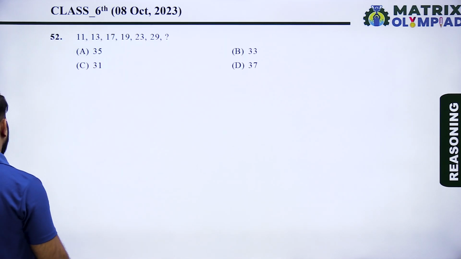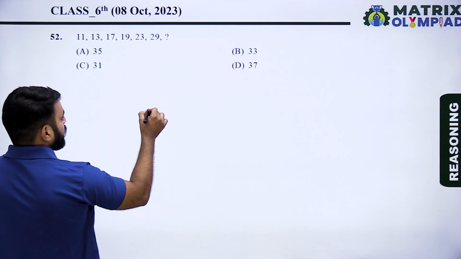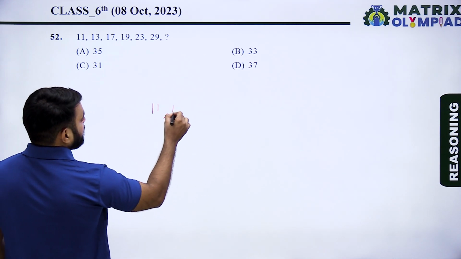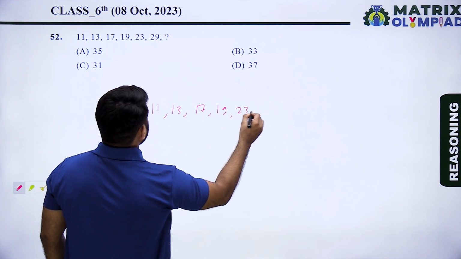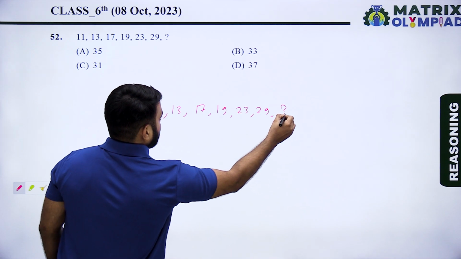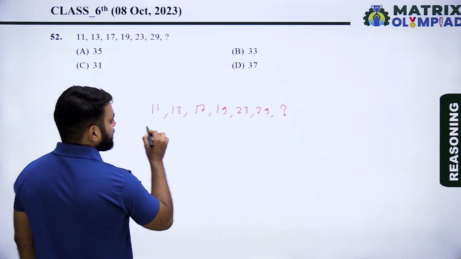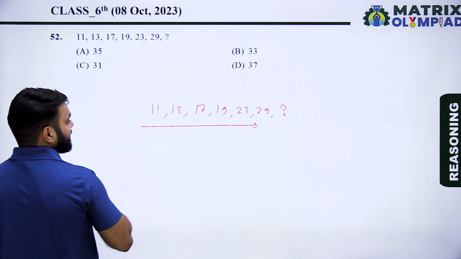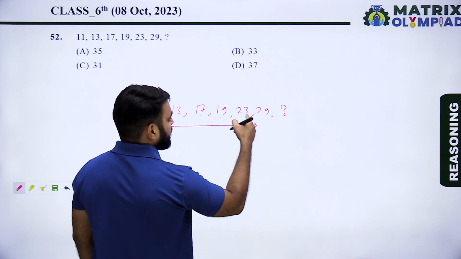Next question is find the next missing term. So series is 11, 13, 17, 19, 23 and 29. Find the next missing term. So consecutive prime number series. This is the consecutive prime number series 11, 13, 17, 19, 23, 29.